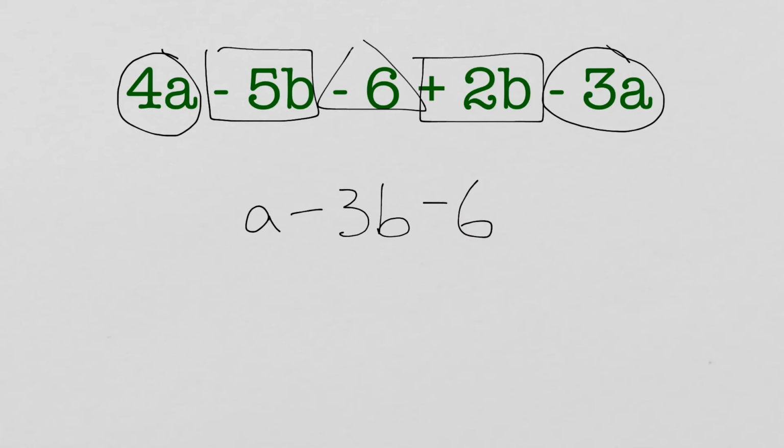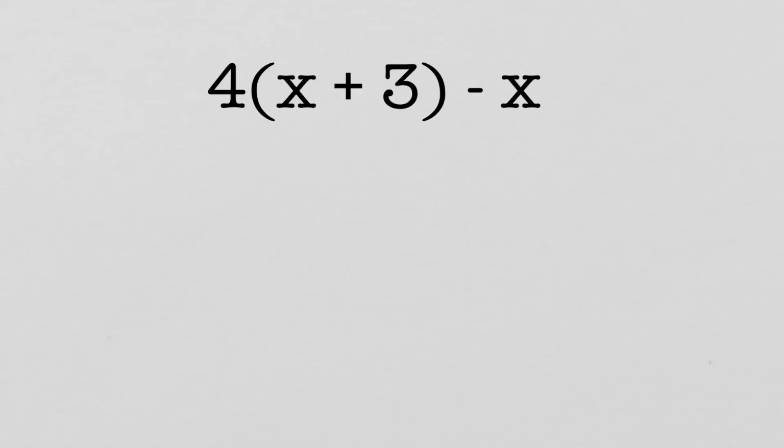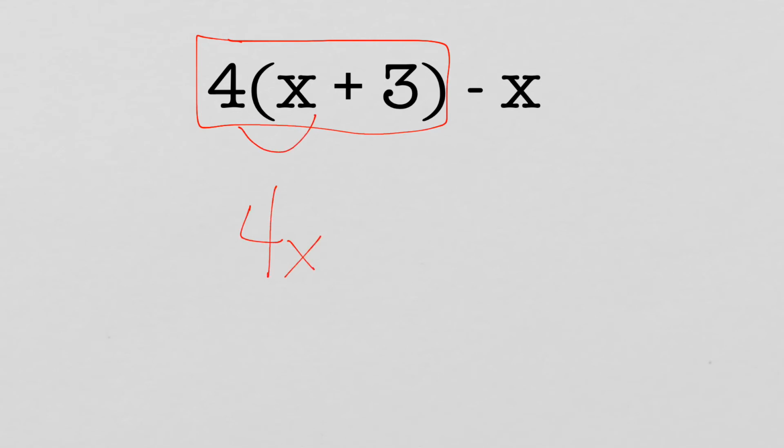So let's take a quick look at some different things that might occur. Sometimes we're going to have distributive property in there to deal with. When that happens, remember that you're only distributing the stuff in the parentheses, so only this part of it. So we're simply going to say 4 times x is 4x, 4 times 3 is 12, and then this minus x over here doesn't just disappear, but it also does not get distributed. So I'm just going to tack on that minus x at the end.